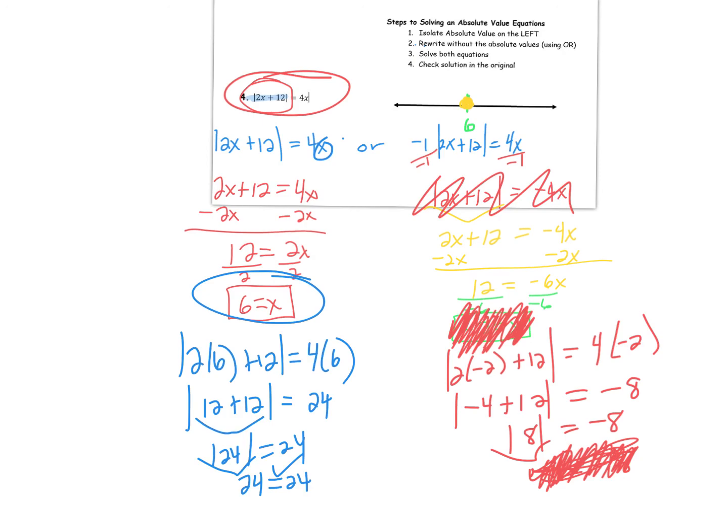And now we declare our statement. Well, the only thing we have is x is 6. So our only statement is x is equal to 6. All right. And we move on.